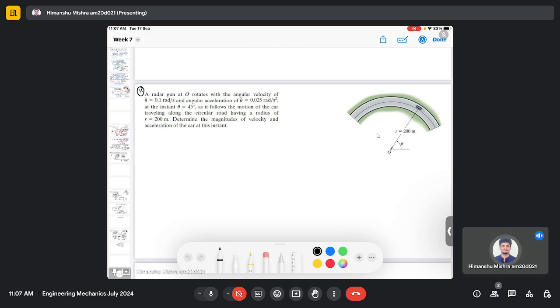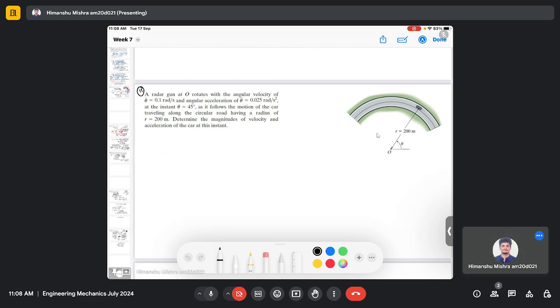In this question, we have a radar gun at O that rotates with an angular velocity theta dot of 0.1 radian per second and angular acceleration theta double dot of 0.025 radian per second square at an instant of theta equals 45 degrees, as it follows the motion of a car traveling along a circular road having a radius r of 200 meter. Determine the magnitude of velocity and acceleration. This is a similar question to the one we solved last week. Here also we need to determine the magnitude of acceleration and velocity.